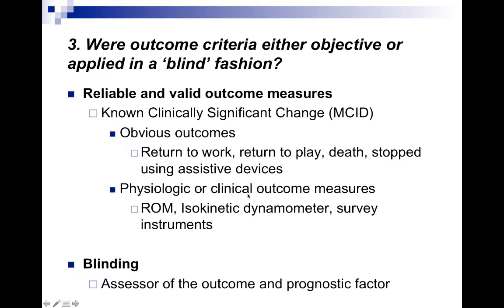These are fairly concrete and significant clinically. Or you can use physiologic or clinical outcomes like a significant range of motion change. For example, in the shoulder, external rotation range of motion greater than what's necessary for upper extremity elevation, or greater than 90 degrees, may be a significant transition point for somebody with shoulder problems. Isokinetic dynamometer tests or other survey instruments could also be used. And then the importance of blinding has to do with both the point of establishing the prognostic factor and establishing the success or presence or absence of the outcome. So both of those points are important for blinding.